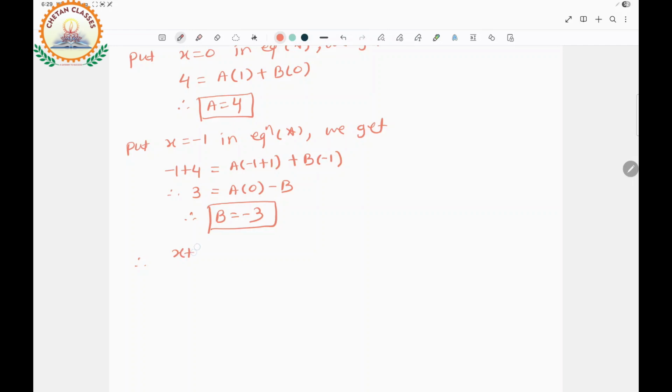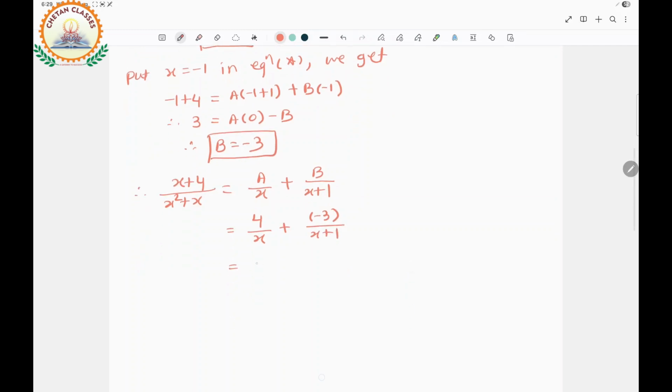Therefore, x plus 4 upon x square plus x is equal to here a upon x plus b upon x plus 1. Substitute the values of a and b over here. So we get 4 upon x plus here minus 3 upon x plus 1, which is nothing but 4 upon x minus 3 upon x plus 1.